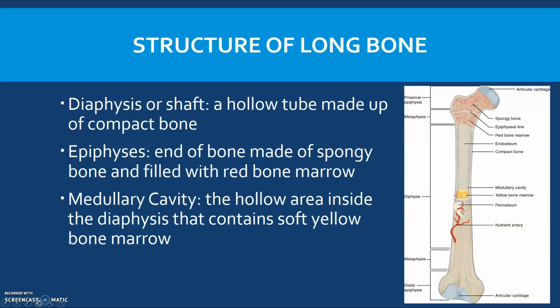A bone marrow is a connective tissue that fills the interior of most bones. And there are 2 types of bone marrow. You have red bone marrow and yellow bone marrow. The medullary cavity is the hollow area inside the diaphysis that contains soft yellow bone marrow, which is made mostly of fat cells.